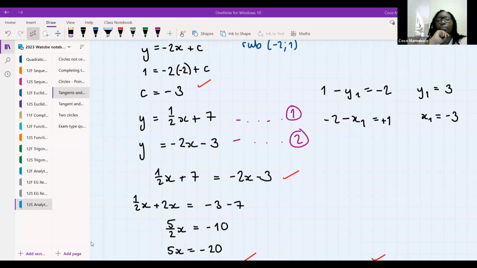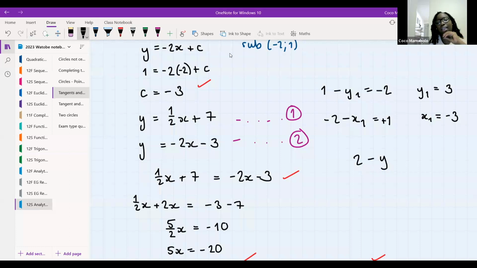Ma'am, I was thinking, what if we found the gradient and then we equated it to 2 minus y over 1 minus x, and then I'll just cross multiply, then I'll find it in terms of x, and then I'll just do simultaneous. Okay, so you said 2 minus y is equal to over? No, that was just an example. I was just using an example.